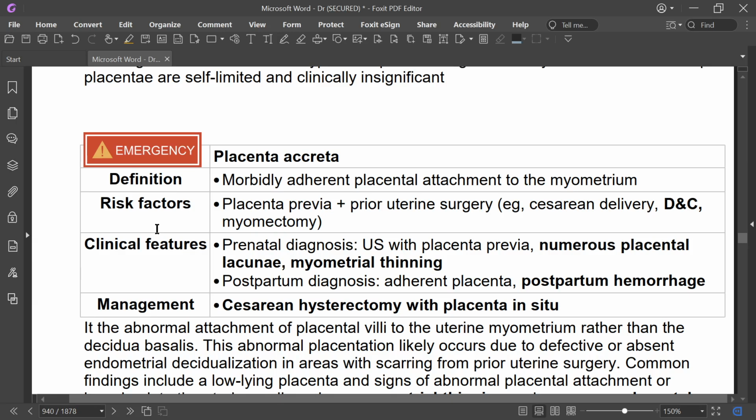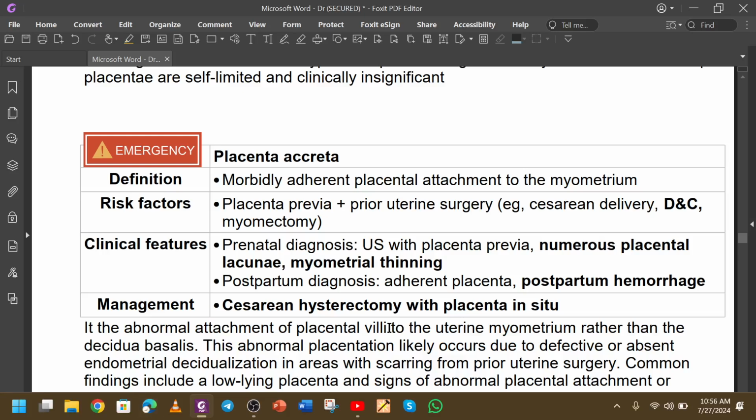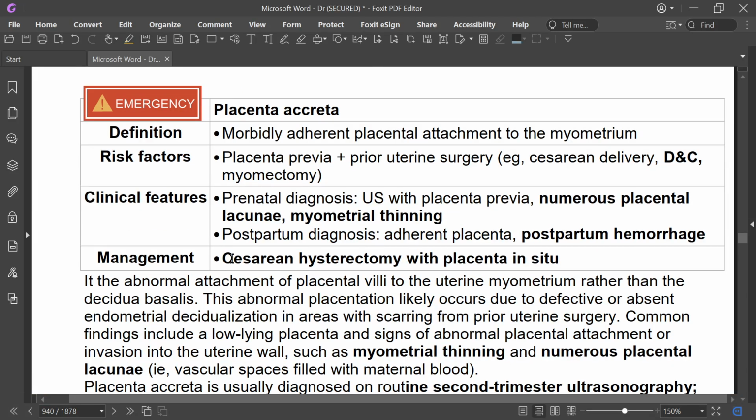Placenta accreta is morbidly adherent placental attachment to the myometrium. Risk factor is placenta previa plus prior uterine surgery, cesarean delivery, D&C, and myomectomy. Clinical feature is prenatal diagnosis, ultrasound with placenta previa, numerous placental lacunae, myometrial thinning, and postpartum diagnosis is adherent placenta and PPH. Management is cesarean hysterectomy with placenta in situ.